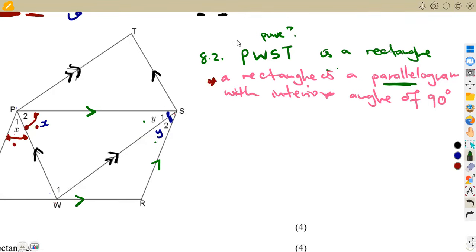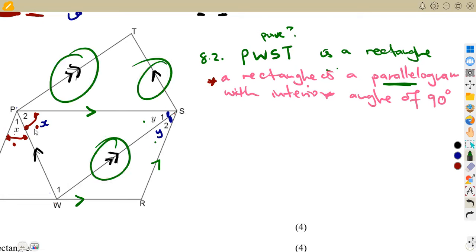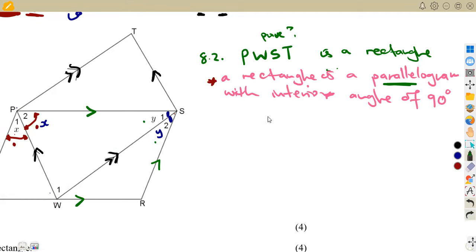And by the look of things, PWST is a parallelogram. All right? Why? We've got both pairs of sides that are parallel. This side parallel to this, this side parallel to this. All right? So it means P, now we are proving.